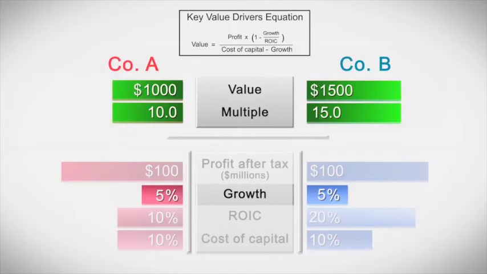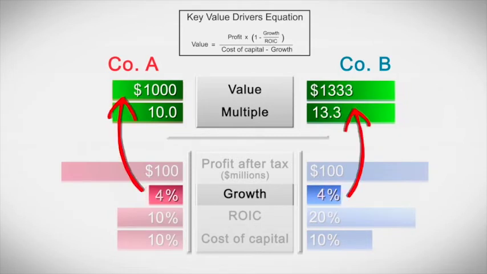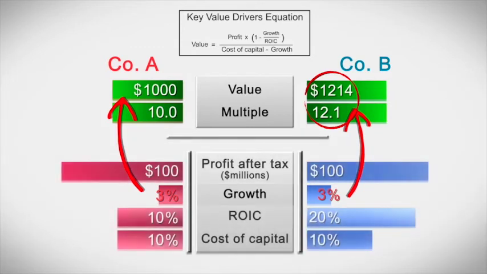Let's reset the simulation back to the 5% growth rate. Now let's see what happens as the growth slows. Let's see what 4% looks like. Let's see what 3% looks like. Notice that business B's value is going down. Now that might initially surprise you because business B is still earning a terrific return on its investment.